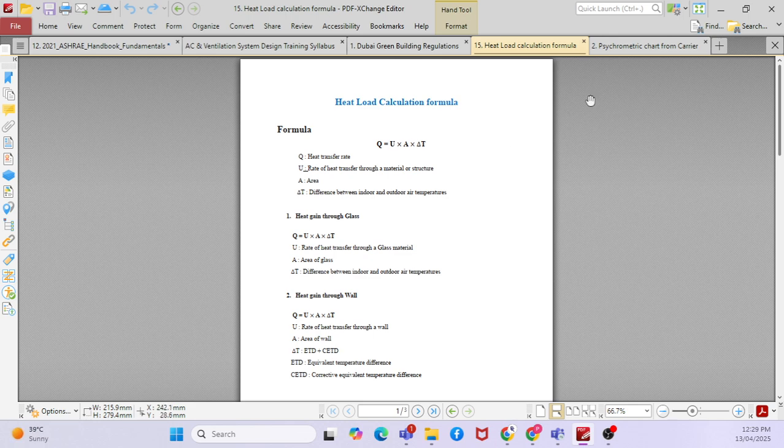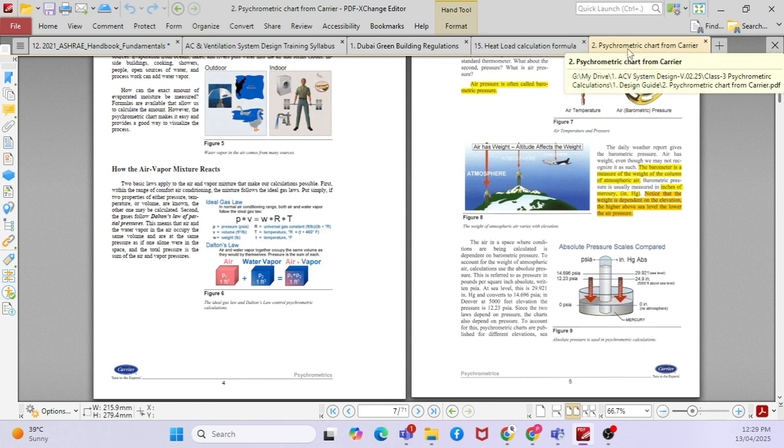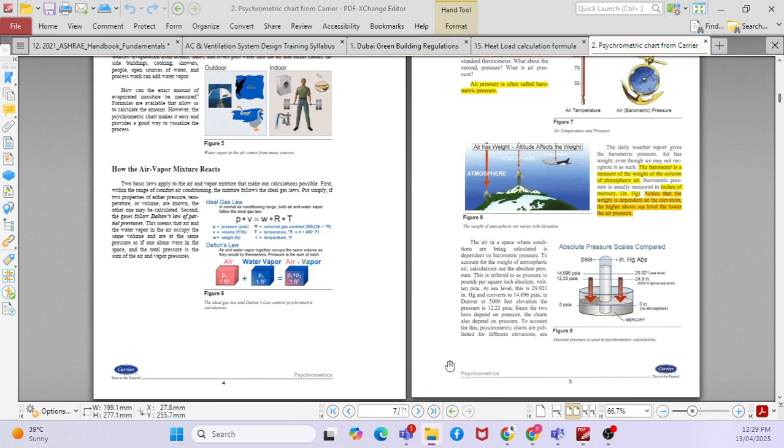So then the psychrometric chart. Then after that, I will give you one more exercise.